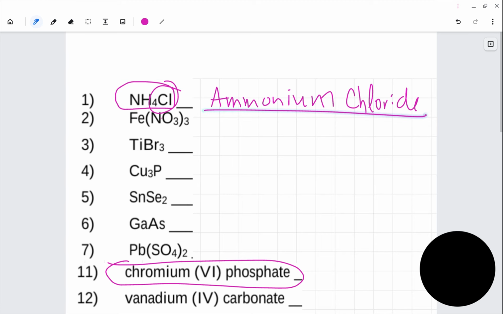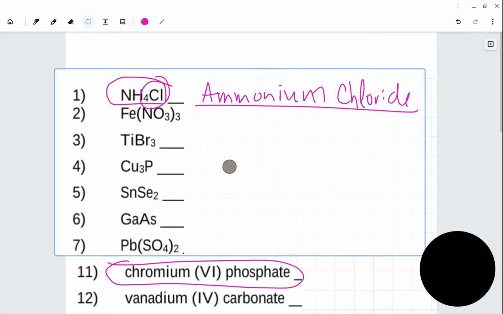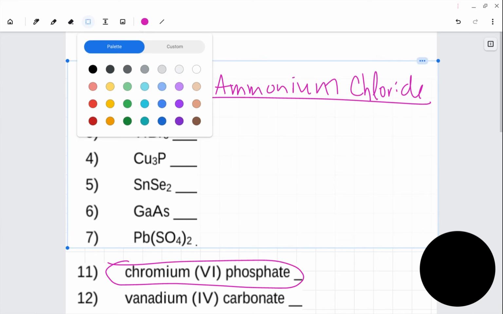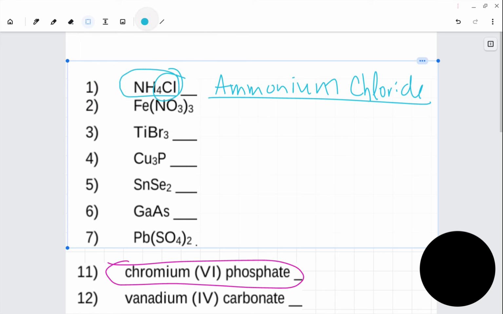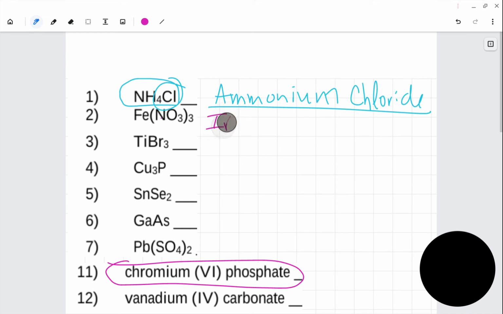Now the next one, I'm just going to scooch this up so it's out of the way. The next one is iron. Maybe I changed my colors, it'll be easier to see here. So iron, but I know because iron is a transition metal, I'm going to have to list the charge in parentheses. And I'm going to be able to tell the charge of this iron by knowing that it took 3 nitrates for it to work. And I know this is nitrate, first of all.